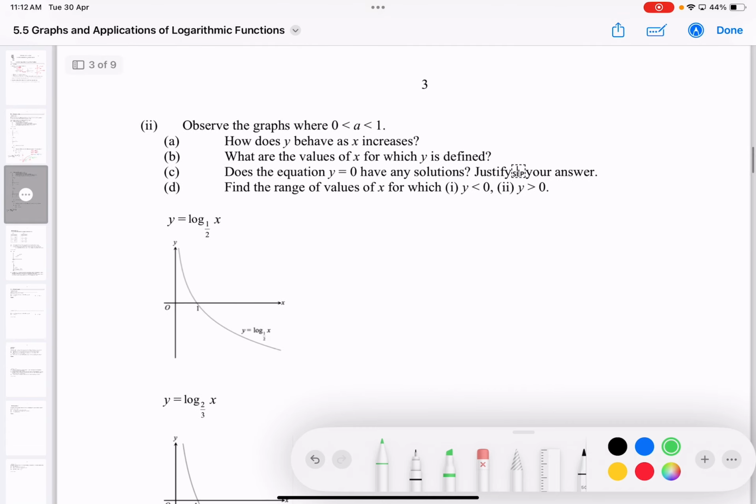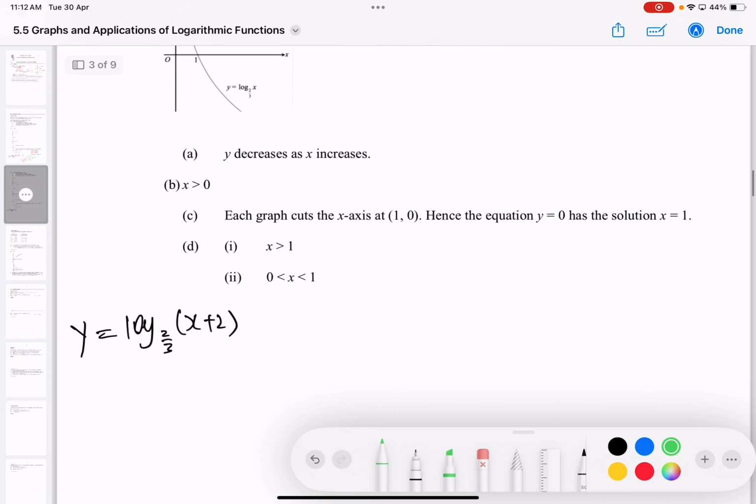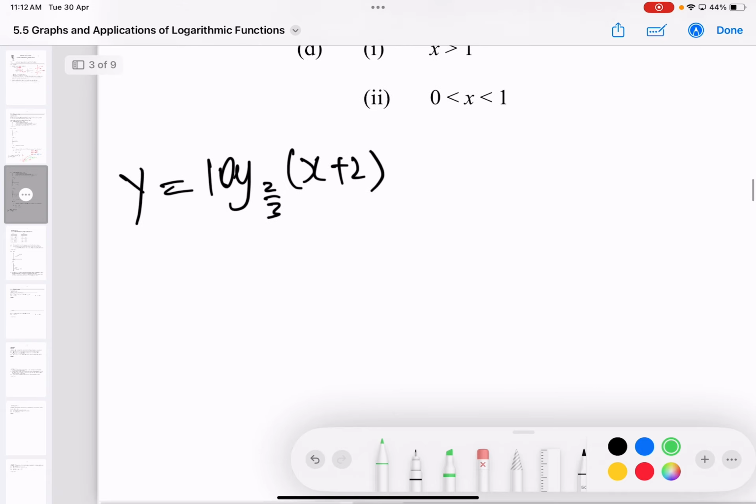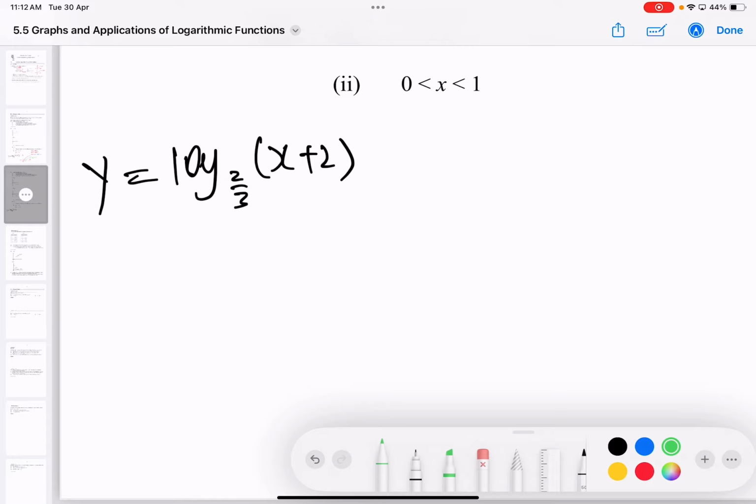Okay? Now, part 2. Hey, don't say you won't do well. Don't curse yourself, please. You are going to do well.